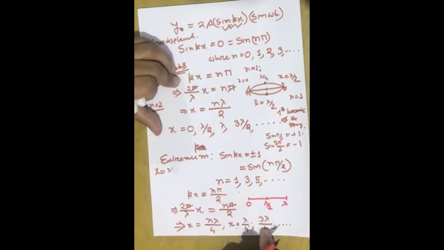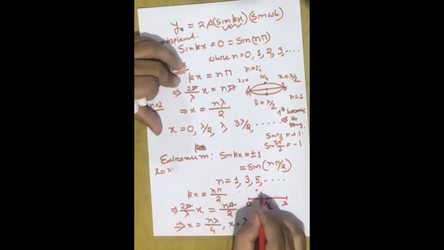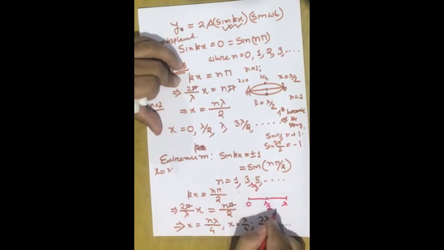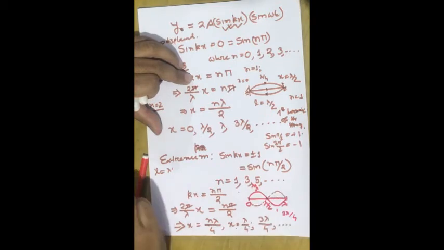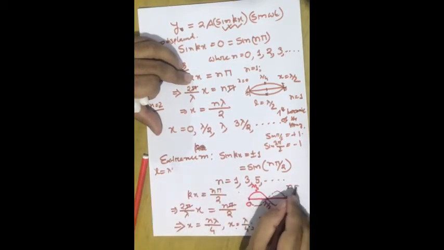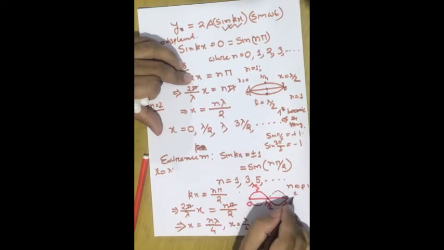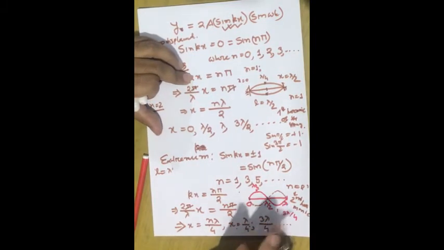Okay. And when n is equal to 2, how many maximum are possible? There are two extrema possible, lambda by 4 and 3 lambda by 4. If lambda by 4 is positive or plus 1, then 3 lambda by 4 will be negative or minus 1. So this point corresponds to lambda by 4 and this point corresponds to 3 lambda by 4. So what we are going to see is this kind of a vibration. At one instant you are going to see this kind of vibration in the string. And this is known as the n is equal to 2 vibration, or the second harmonic of the string.